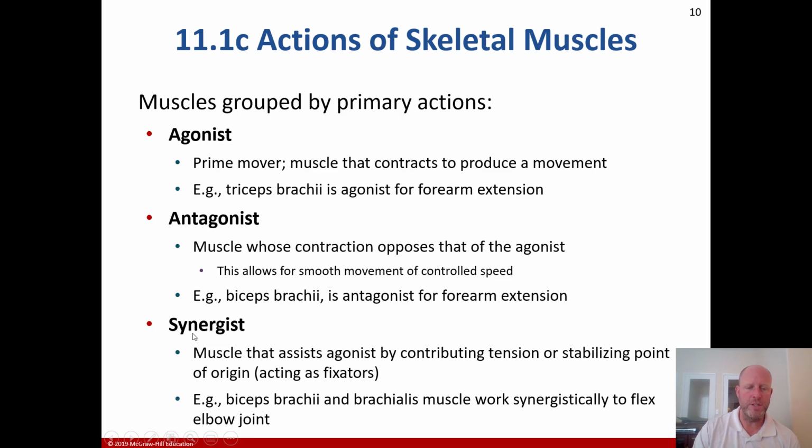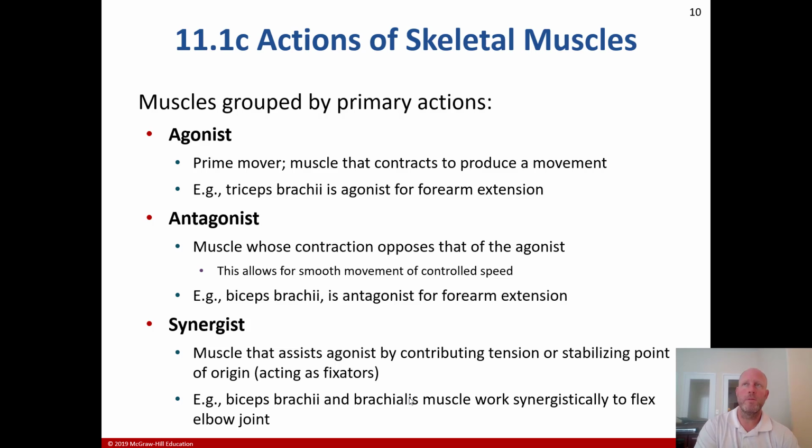What's the goal? A synergist is a muscle that assists the agonist by contributing tension or stabilizing the point of origin, like acting as a fixator. Basically, we're talking about situations where the biceps brachii and brachialis muscles work synergistically to flex the elbow joint. They're working with one another. They're assisting muscles that are not a prime mover.